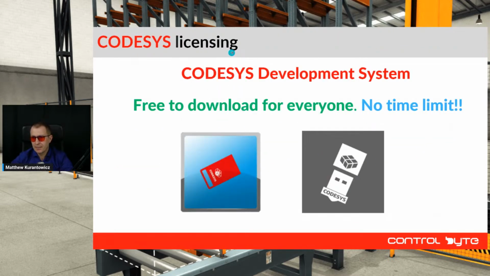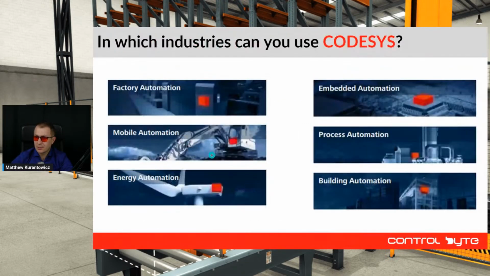What about licensing? This software is free to download for everyone, and there's no time limit for the software. Once you download it, you can use it as long as you want, okay? That's why it's the best software for learning. You can test your programs, you can develop your programming skills. In which industries can you use CODESYS? In industrial automation, building automation, energy, mobile, factory automation, many more.